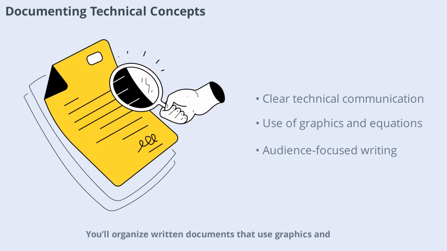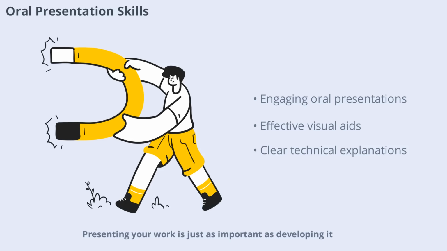A major component of the course is learning how to communicate complex technical concepts clearly. You'll organize written documents that use graphics and equations to clarify your ideas for different audiences. This skill is essential not only for academic success but also for your future career, where clear communication can make or break a project. You'll practice tailoring your message to both technical and non-technical stakeholders, ensuring your engineering solutions are understood and appreciated. Presenting your work is just as important as developing it.